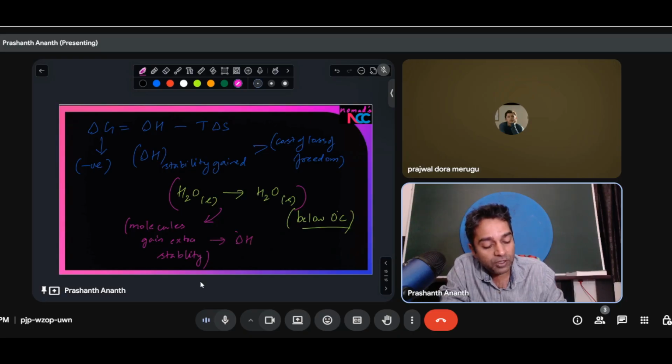What is the delta H for this process? Is it negative or positive? What is it?